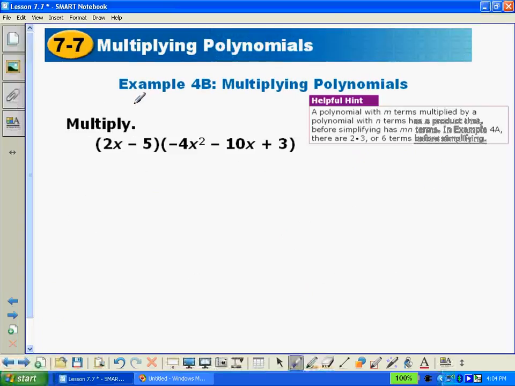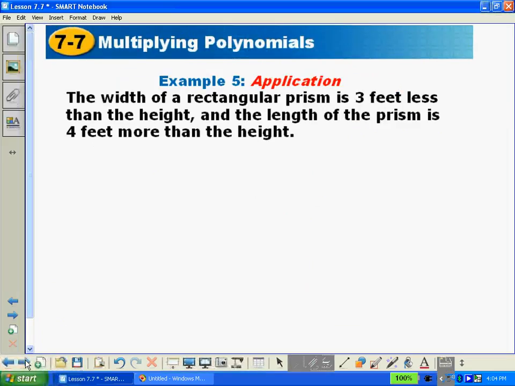I'm not going to work out this example. This is just another example that we could try. And then here's an application. You have a rectangular prism where the width is 3 feet less than the height, and the length of the prism is 4 feet more than the height. I didn't have an actual problem. Never mind. There's not an actual question.